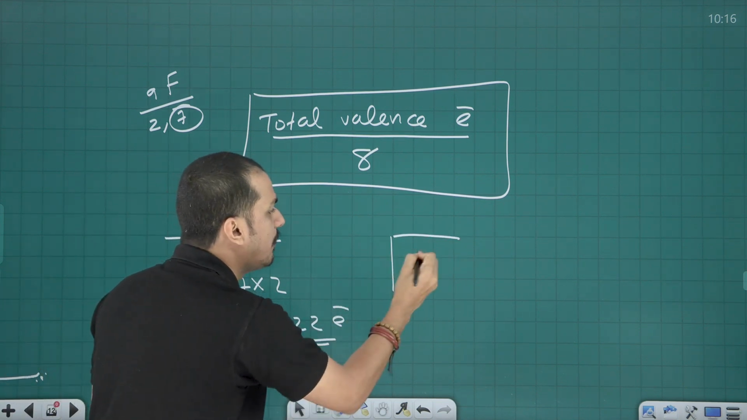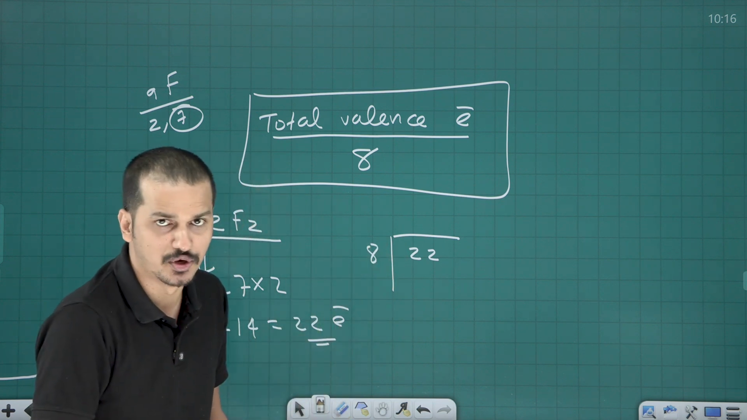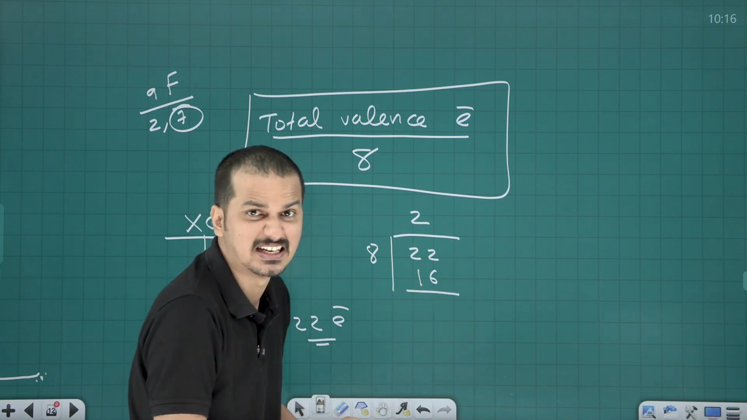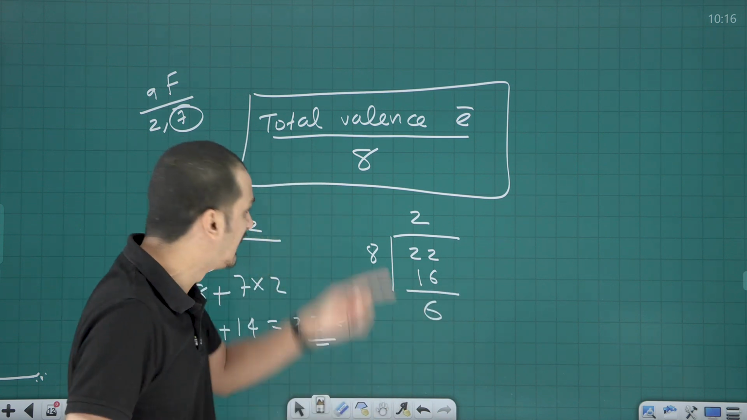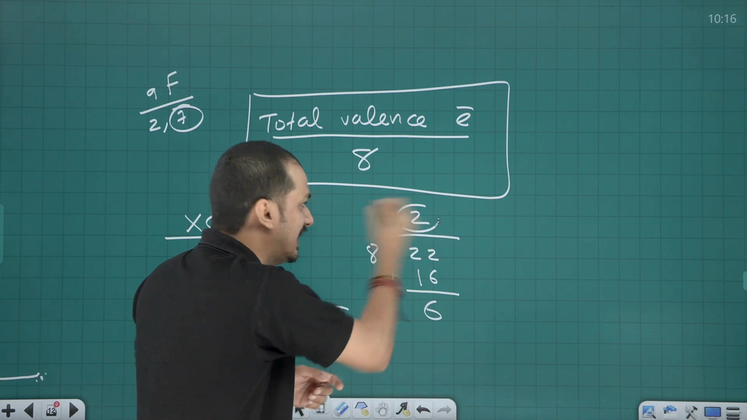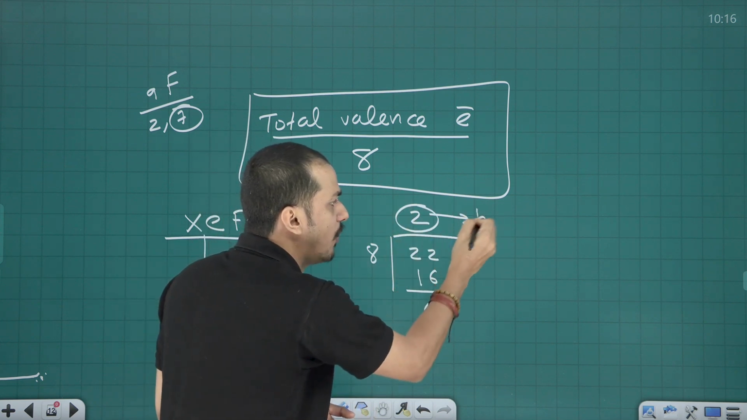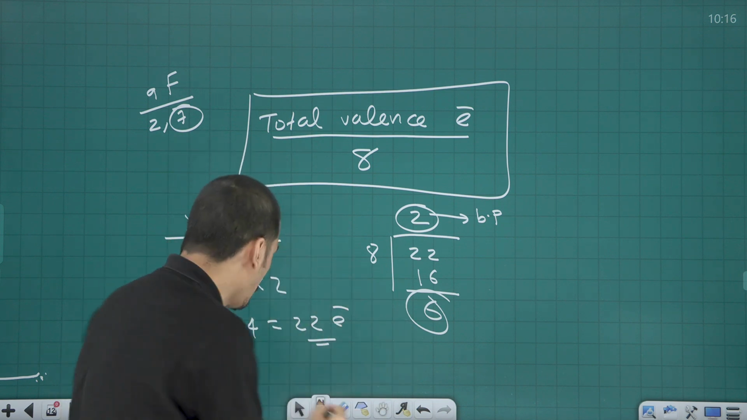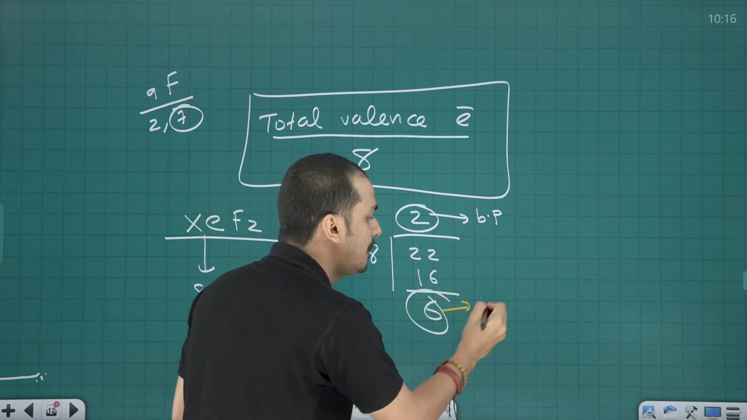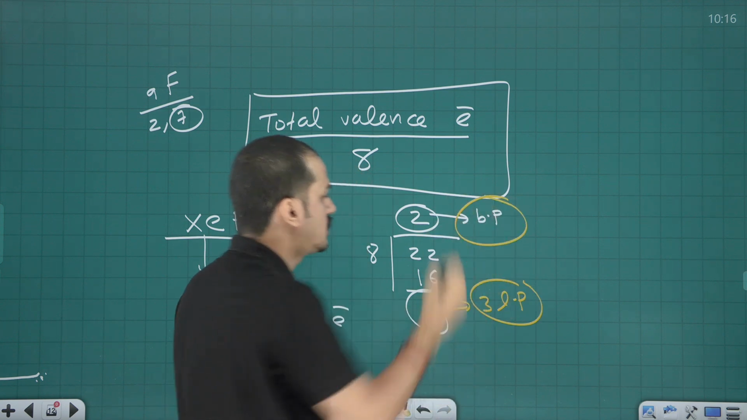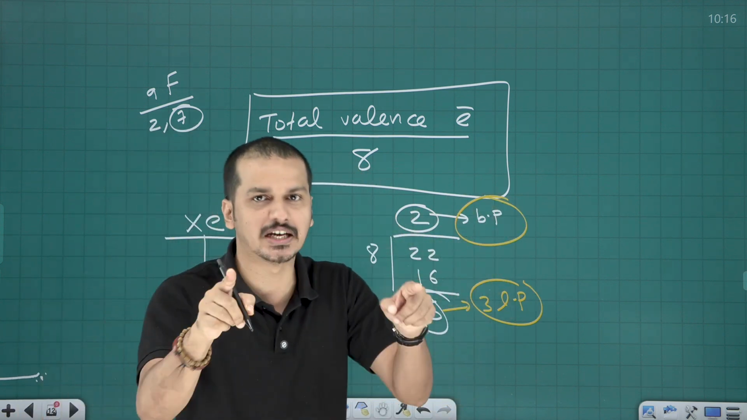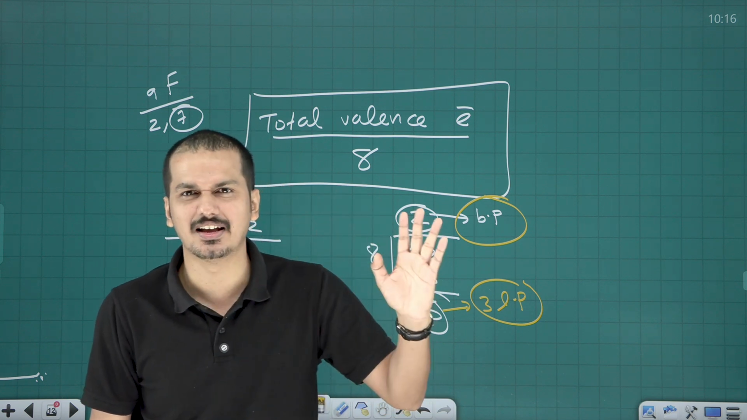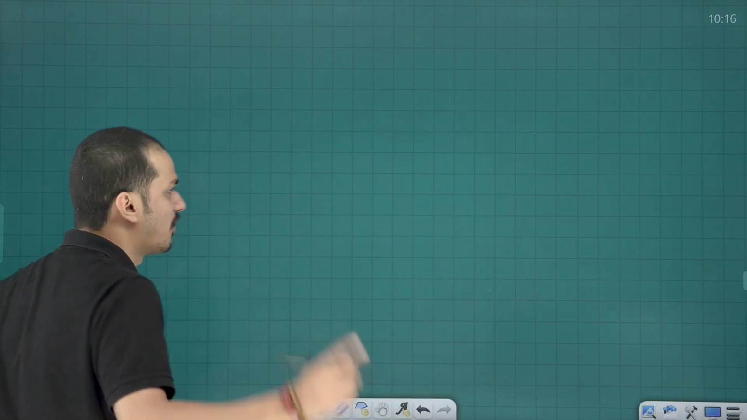So 22 divided by 8, you can see that 22 divided by 8 means 2 8s are 16. Remaining is how much? Remaining is 6. The answer you are getting here is the number of bond pairs. And the remainder you are getting here, you have to make it into pairs. 6 means how many pairs? 3 pairs. So 3 lone pairs. 2 bond pairs, 3 lone pairs means you know the idea, that is a linear shape. Likewise you have to tell. Clear? Then see one more example.